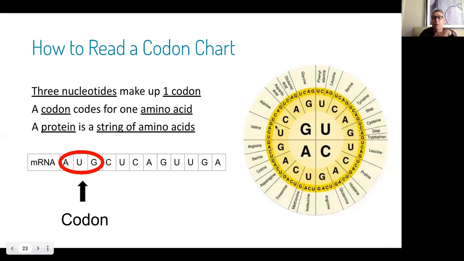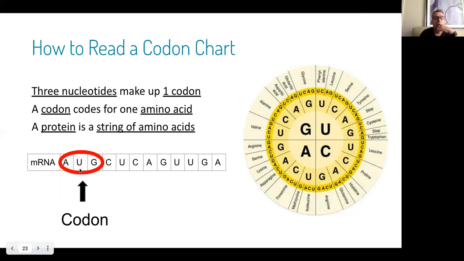So we are going to divide the mRNA strand into segments of 3 nucleotides, and we're going to call each segment of 3 nucleotides a codon, one codon. So if you look here, we have 1, 2, 3, 4 codons, right? Because there's 12 letters divided by 3, and that's 4. So one codon codes for one amino acid, and then remember that a protein is a string of those amino acids put together.